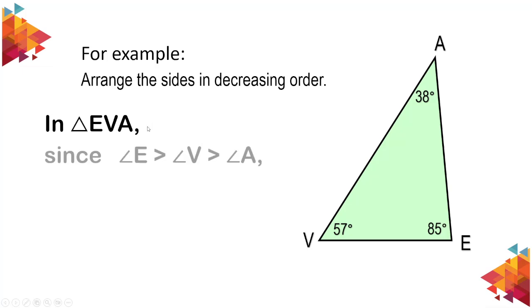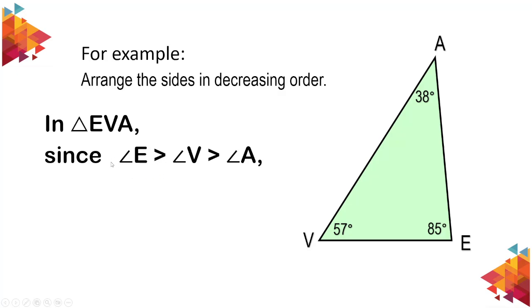So we will first arrange the angles. Angle E here is 85 degrees, the greatest angle. The mid-size is 57 degrees, angle V, and the smallest angle is angle A, right? Of course, you are right. Now, how do we arrange the sides? Again, if you remember, the opposites happen to be also the longest, the mid-size, and the shortest sides.